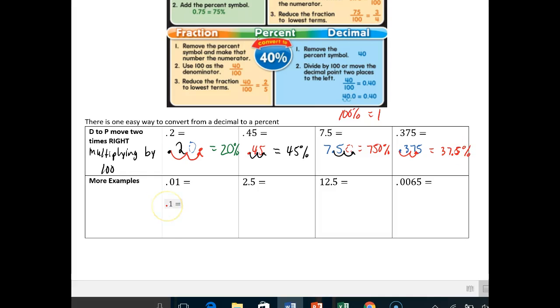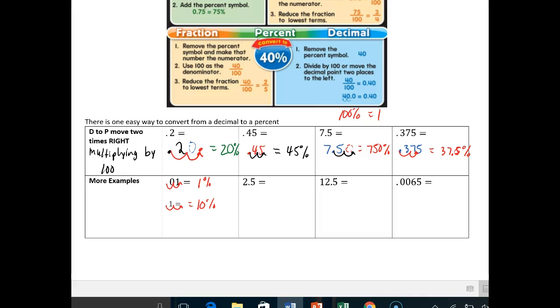Right? More examples. The main difference between 0.01 and 0.1. So 0.01, once, twice, gives you 1%. However, 0.1, once, twice with an empty space, gives you 10%. Major difference. Okay.